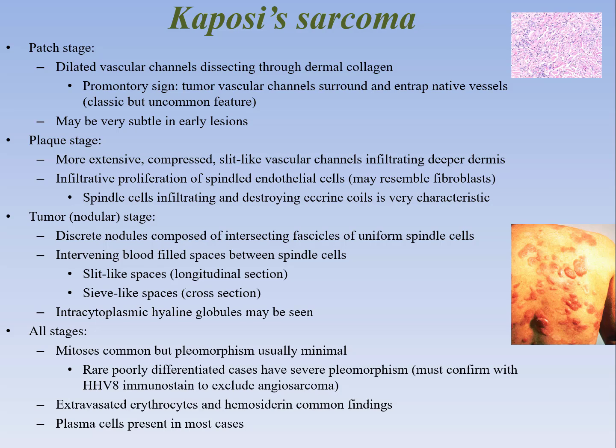Nodular stage, characterized by the presence of discrete nodules composed of intersecting fascicles of uniform spindle cells. Intervening blood-filled spaces between spindle cells, slit-like spaces, and sieve-like spaces on the cross-section. Intracytoplasmic hyaline globules may also be seen in this stage.